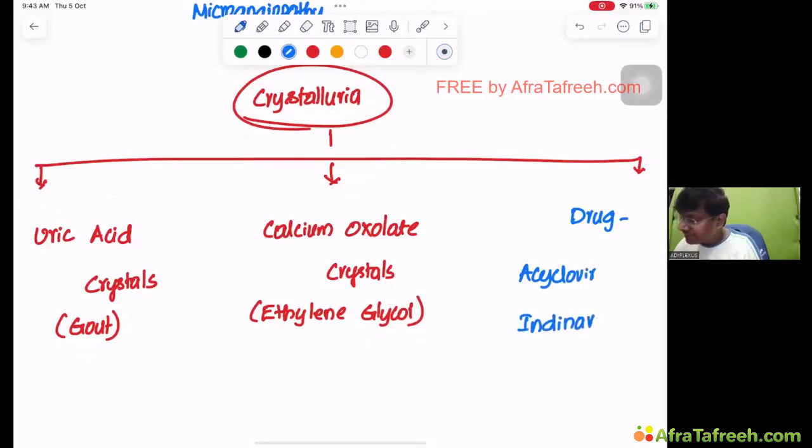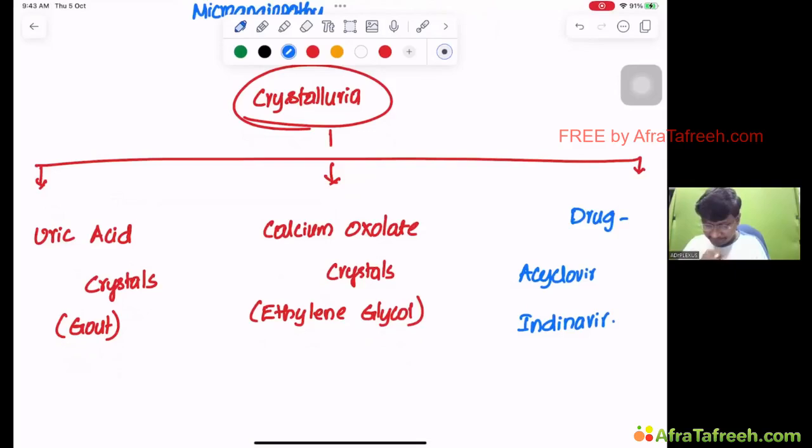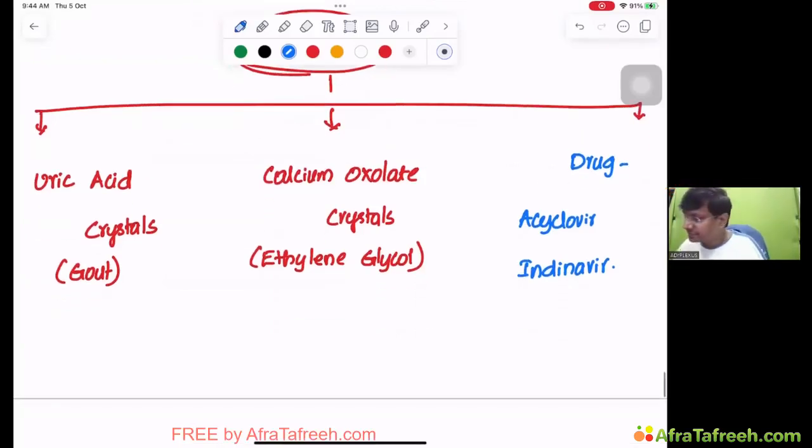So can anyone tell me, indinavir is which group of antiretroviral drug? That is what I wanted to ask you. Yes, anyone? Quickly. No, it is antiretroviral therapy. Very good. It's a protease inhibitor. It's a protease inhibitor. Okay.